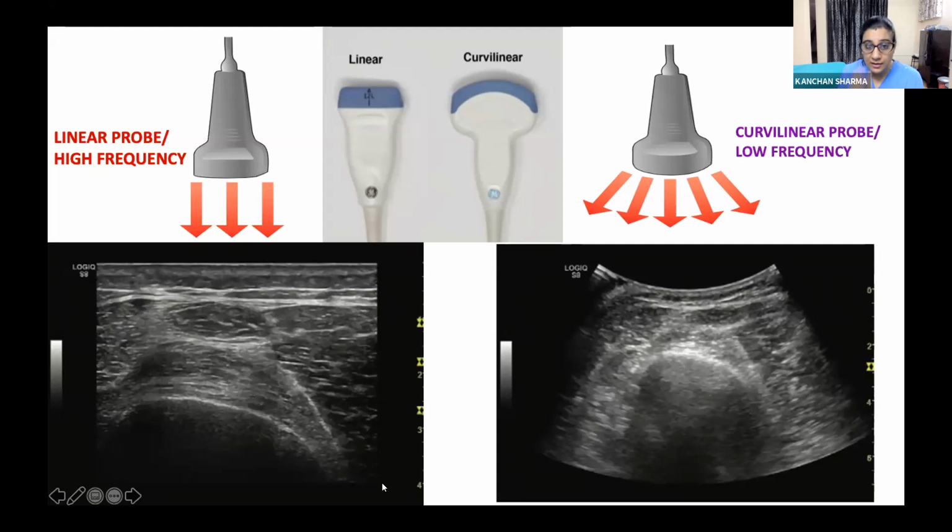If you are using a linear probe, the image is going to be like a square. If you are using a curvy linear probe, it is going to be like a pot. I'll be showing you this, but just remember: linear probe, square; curvy linear probe, pot. Curvy linear means the footprint is curved. Linear means the footprint is straight. That's why it is called a linear probe or high frequency probe, and this is called a curvy linear probe or low frequency probe. Fine.